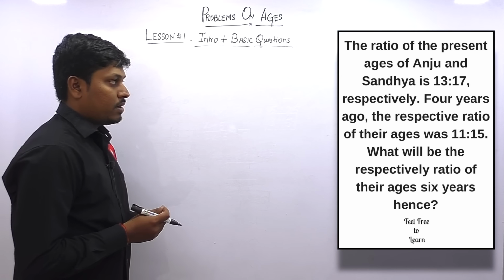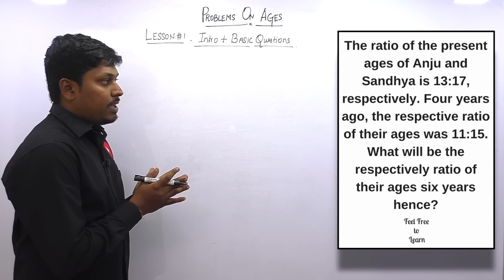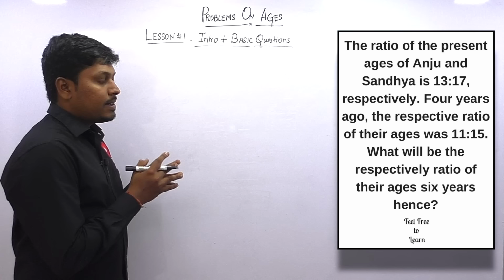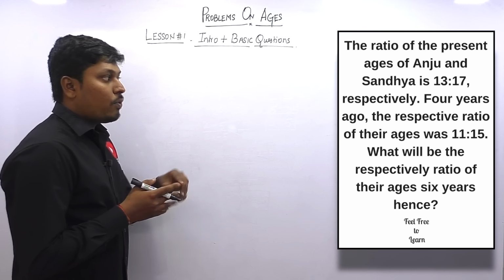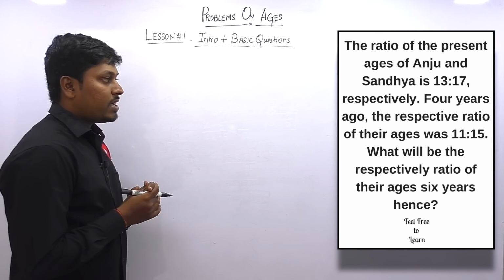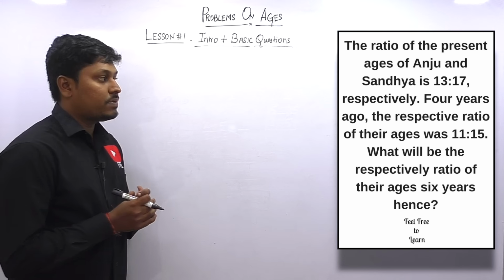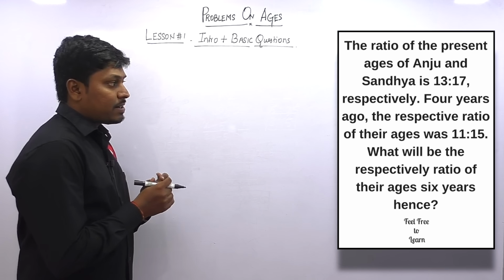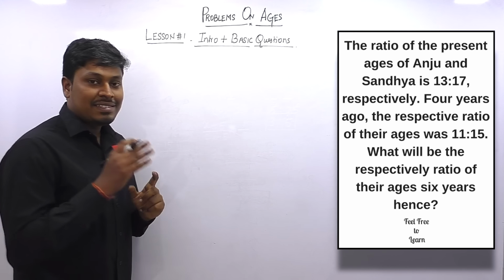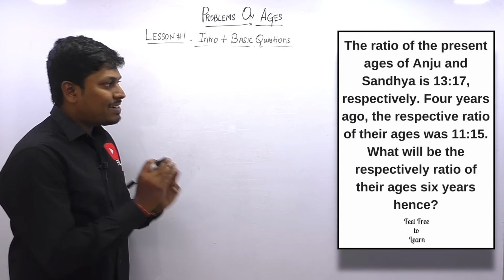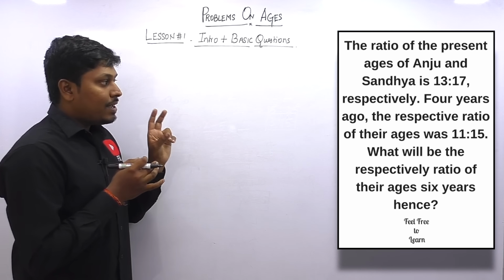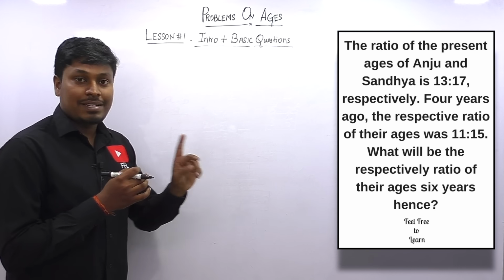Question number 4. The ratio of the present ages of Anju and Sandhya is 13:17. 4 years ago, the respective ratio of their ages was 11:15. What will be the respective ratio of their ages 6 years hence? So interesting, just read the question slowly. Initially they have given the ratio of present age.